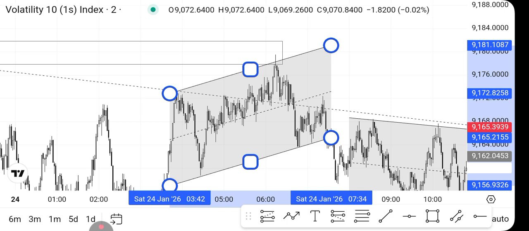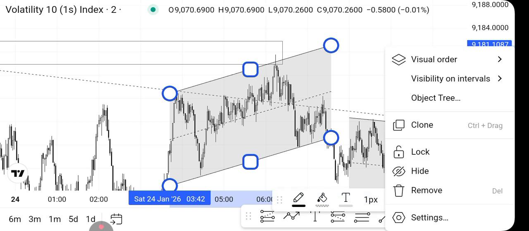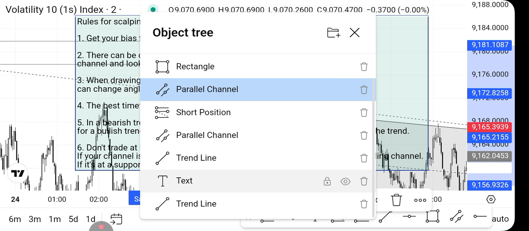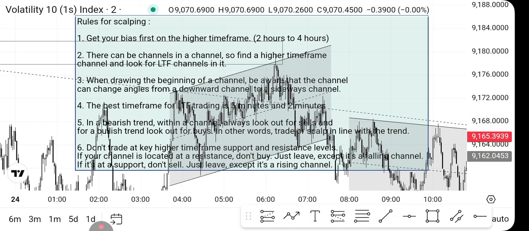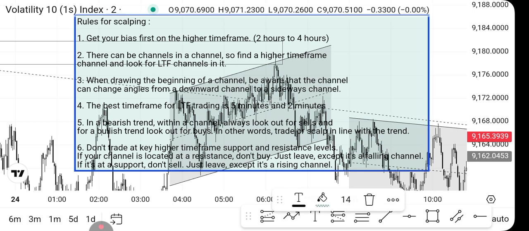So I'm correcting that. It is correct actually. So if your channel is located at resistance, don't buy. It's correct, because if you buy, the market is at a resistance level, so you can't just afford to buy. Just look out for sales, even if you are in a rising channel, except you are in a falling channel. Now let's look at the falling channel. If you're in a rising channel, don't buy, except you're in a falling channel.